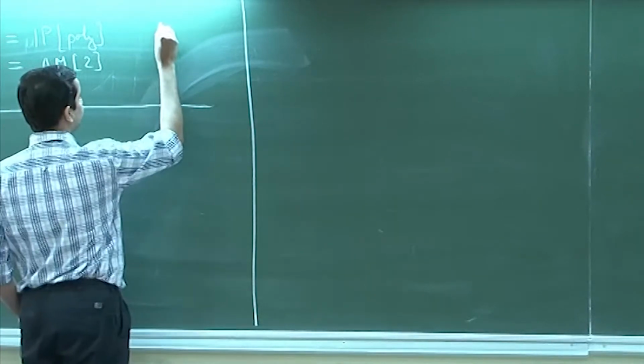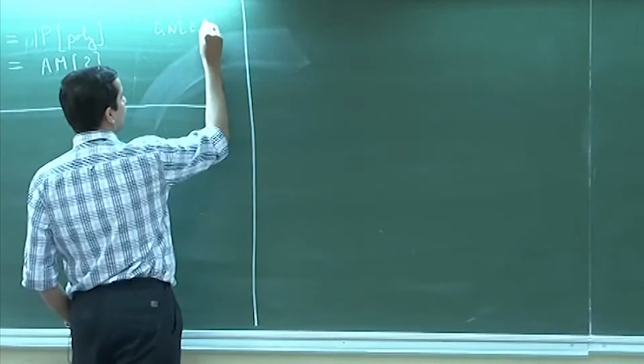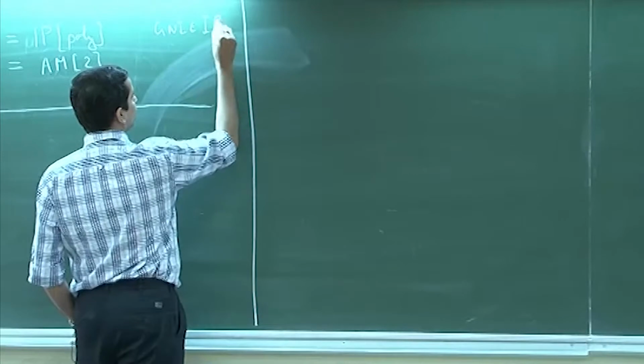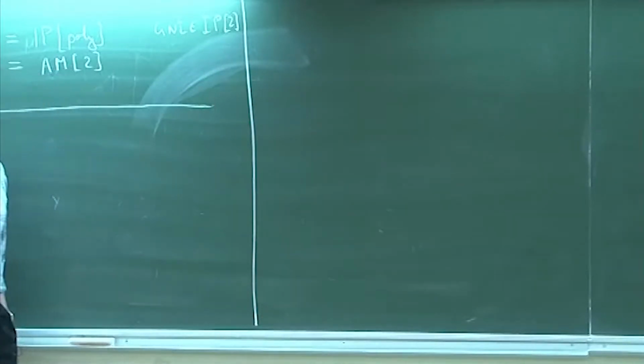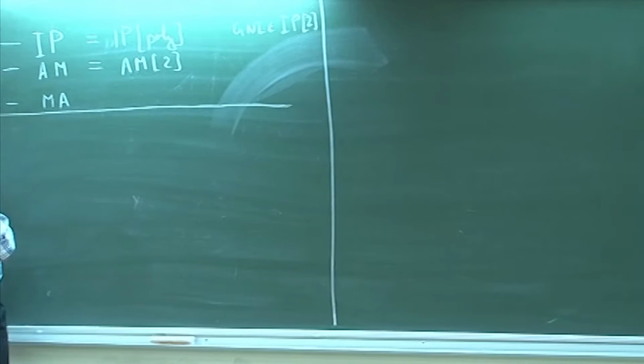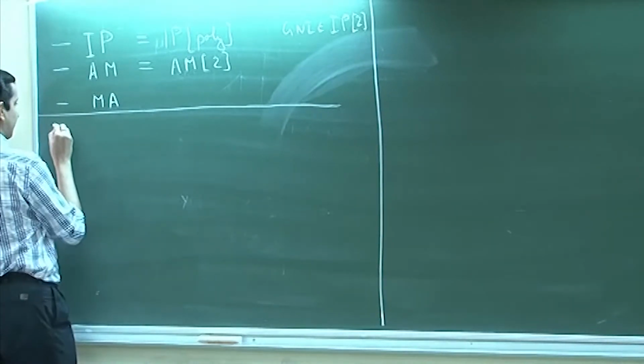We also saw last time that this graph non-isomorphism problem is in IP2 in particular. So what we will see today, the first thing is, we'll give an AM protocol for the graph non-isomorphism problem.